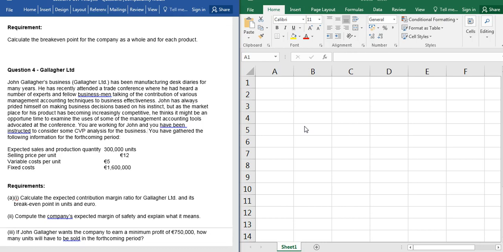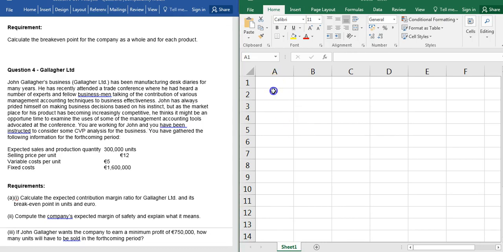So the background of this question here is John Gallagher's business manufactures desk diaries, and he's looking to see can he use management accounting techniques, particularly CVP analysis, cost volume profit analysis, to make better decisions or at least get better information to support decision making. So you're told he reckons he's going to sell 300,000 units over the next period. Selling price €12 a unit, variable cost 5 and fixed cost 1.6 million.